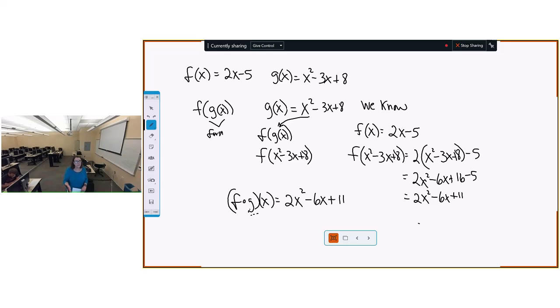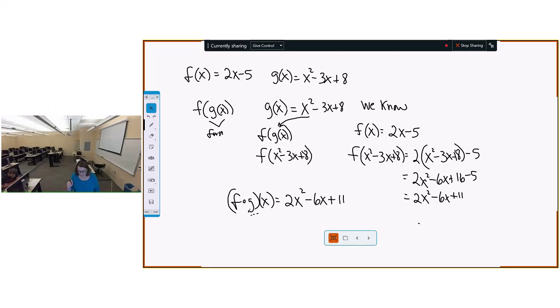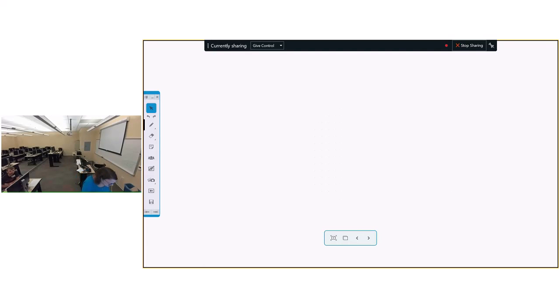So again, it might be confusing at first, but the output of one function just becomes the input of the other function. It becomes your x value. It becomes the input. And then you run that through your function, and whatever your output is, that is the value of your composite function. Any questions with that? No. All right, let's go to another screen, and we're going to do another one using the same values, okay?